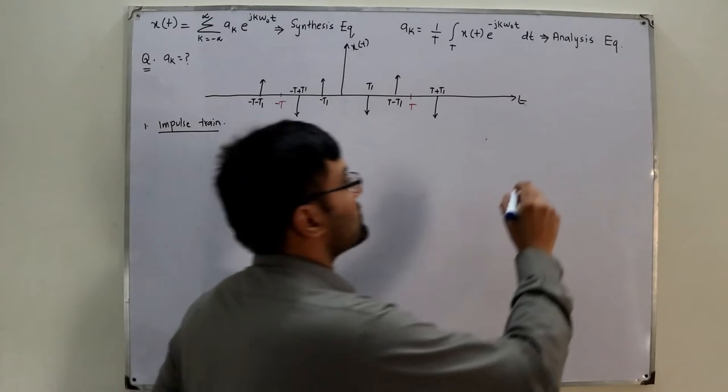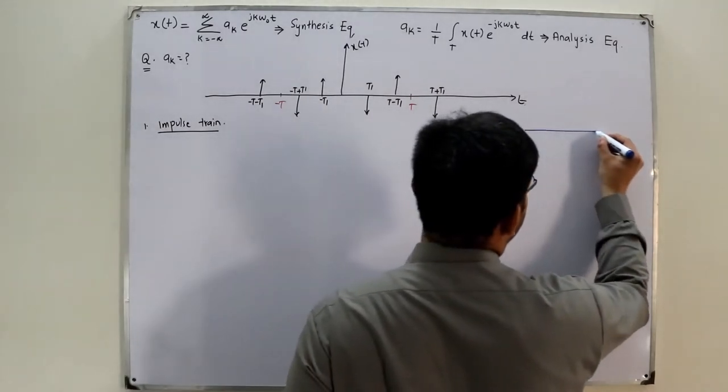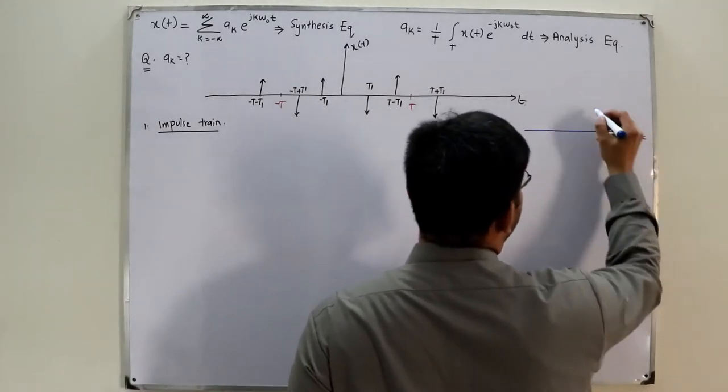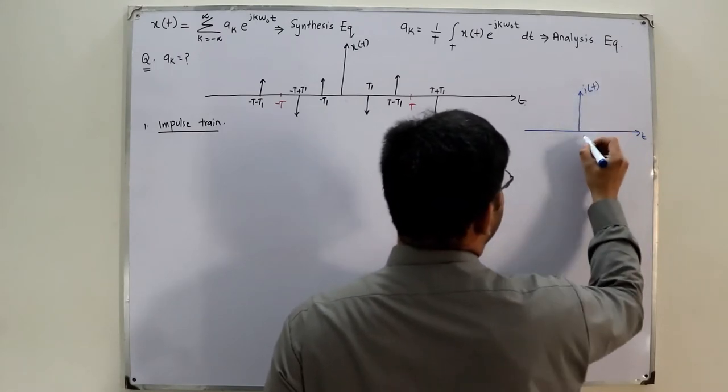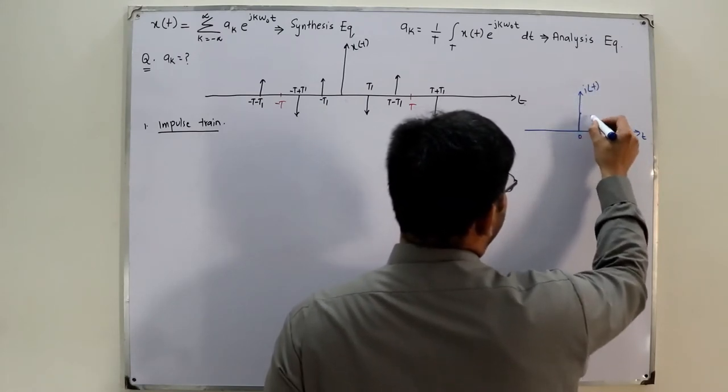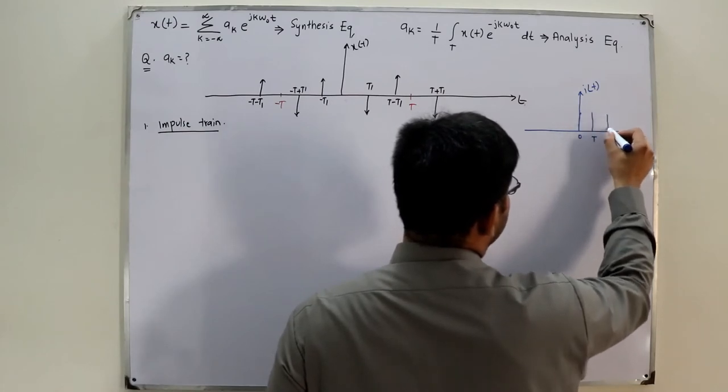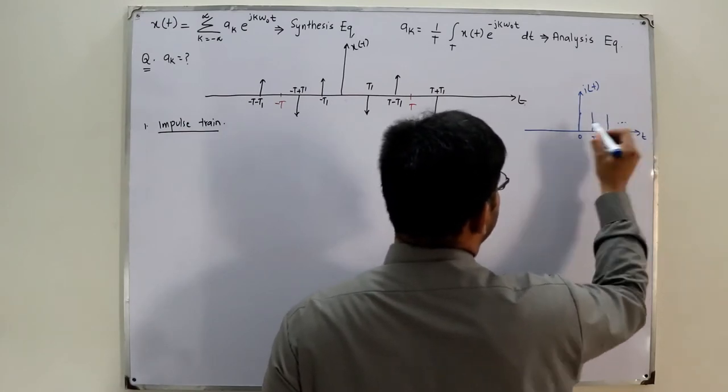So impulse train was what? Let me show it over here. If this is my t axis, and I showed that this was my I of t axis. So at 0 we had an impulse, at T we had an impulse, at 2T we had an impulse, and so on.